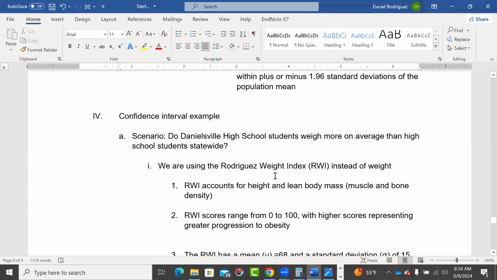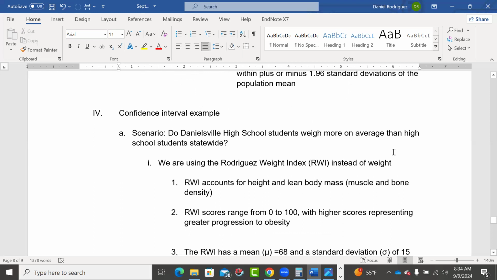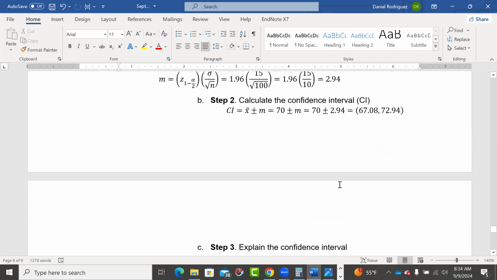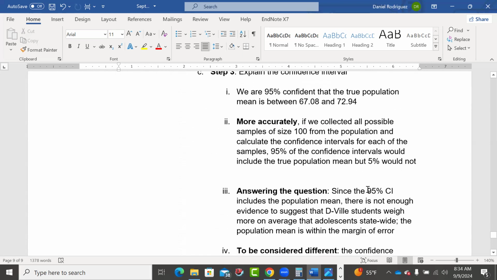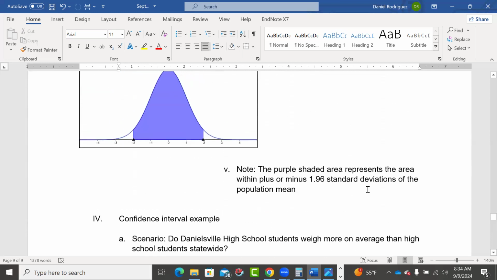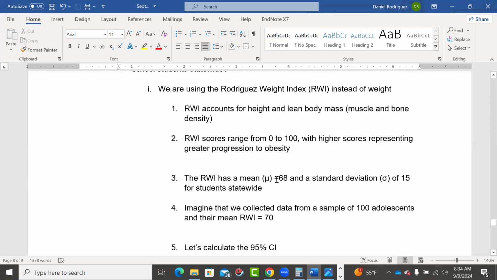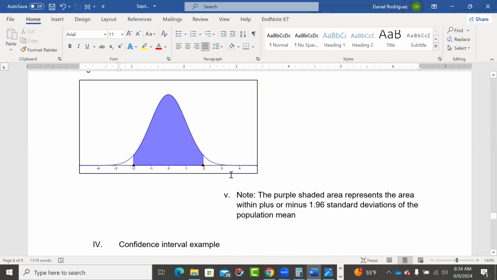What was our second question? So do they weigh more on average than the population statewide? Well, we calculated the confidence interval, and using the confidence interval, we can actually answer that question. What we want to see is that our sample mean, wherever it is, so I think it was 80, right? It was 80, wasn't it? Oh no, it was 70 and the population mean was 68. We'd like to draw a separate one of these nice bell-shaped curves, and we don't want it to include the true population mean value. So we know the true population mean value is 68.